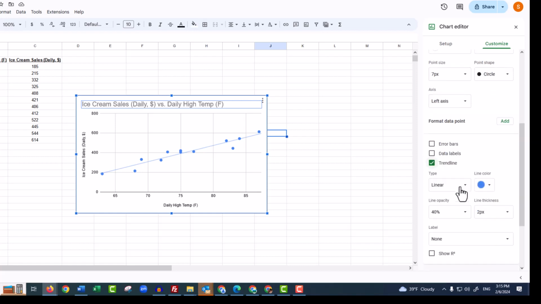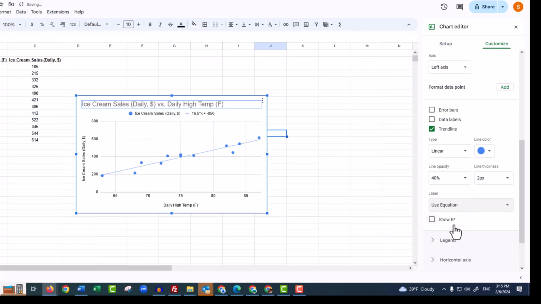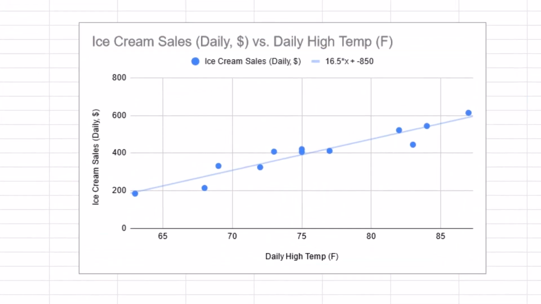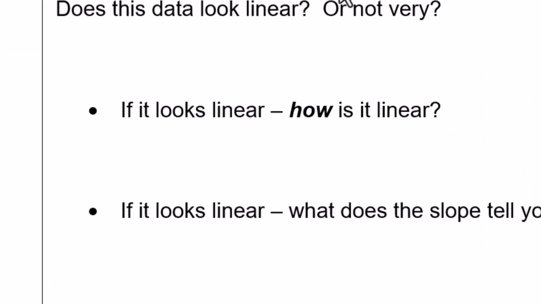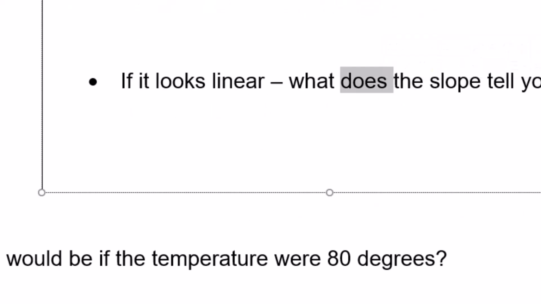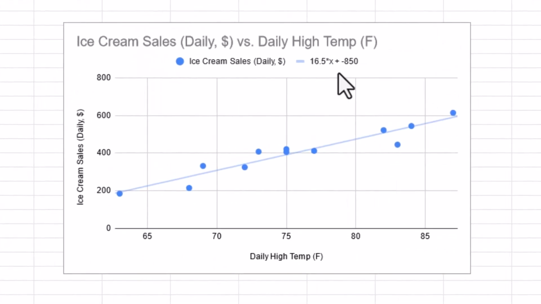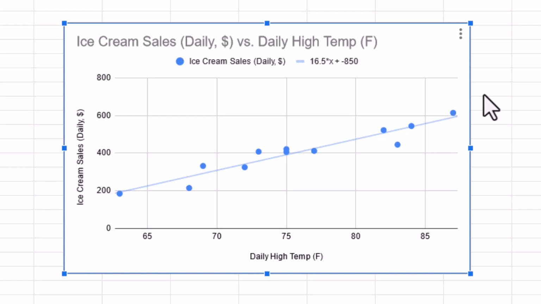I'm also going to scroll down here and turn the equation on so I know what that looks like. And then once we have that, we can go back and answer some of the questions that are actually in the homework. It looks like 16.5 times x plus negative 850. We'll talk about that in a second. If it looks linear, how is it linear? I think we talked about that already. If it looks linear, what does the slope tell you? Okay, let's go back to the slope and look at that again. Okay, so right there. The slope is that 16.5.